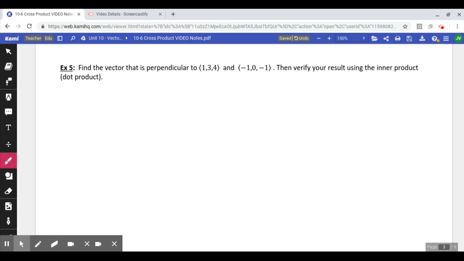In this example, which is titled example 5, but it's actually the second example following the first one, we're going to do the same thing that we did in the previous example. I'm going to show you a different method, though, that you can use. We're still going to find a vector that's perpendicular to two other ones right here, and we're still going to verify that result using the inner product.